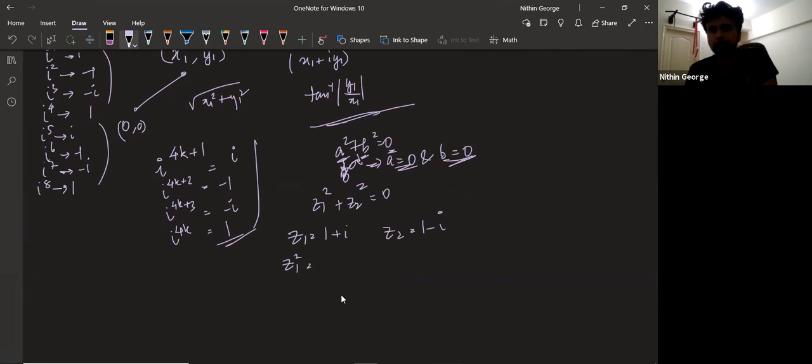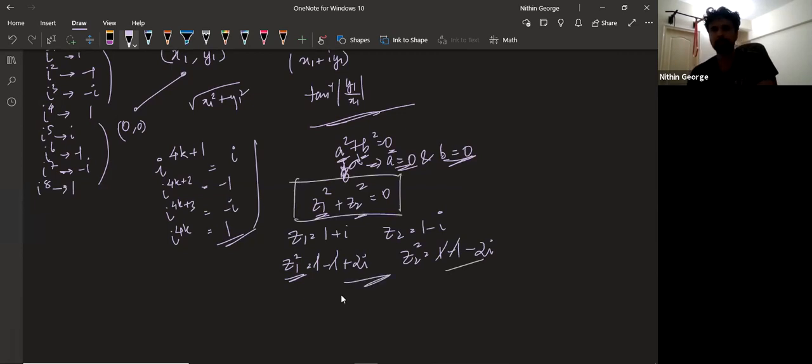1 will be there, i square will be there, which is -1, and plus 2i. Next, Z2 square will be 1 plus -1 minus 2i. So Z1 square is plus 2i, Z2 square is minus 2i. When you add both of them, you're getting 0. So this in complex numbers does not really mean much. I hope that much was clear.